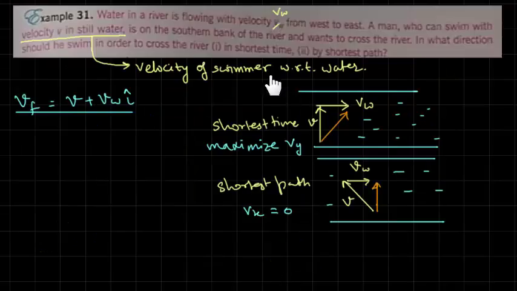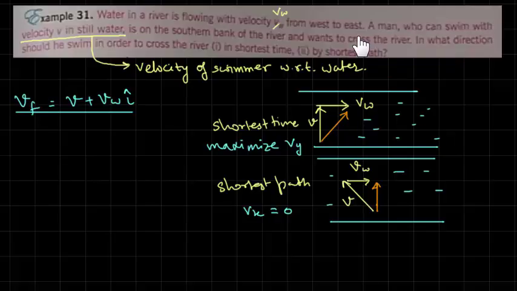Water in the river is flowing with velocity Vw from west to east. A man who can swim with velocity v in still water, so here also velocity v is in still water, that means it is velocity with respect to water, is on the southern bank of the river and wants to cross the river. In what direction should he swim in order to cross the river first in shortest time and by shortest path?